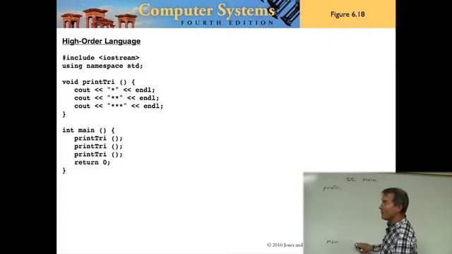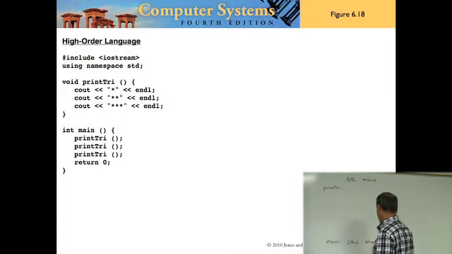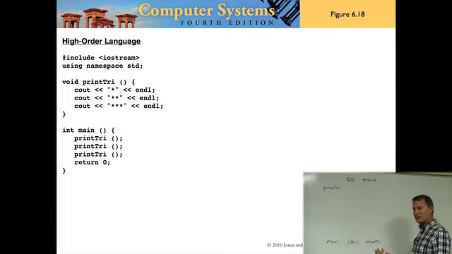Now what is the first statement of main? Print try. It's a call to print try. So what do you think we should do here? Yeah, we just do call print try. Now, what will call print try do?